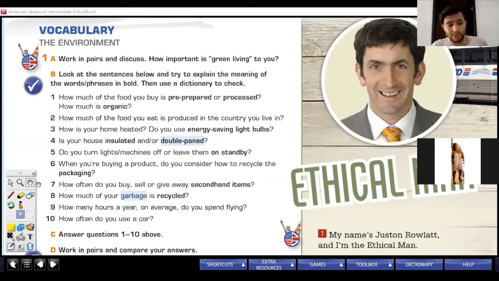So look at the sentence below. These are the 5 sentences or questions, to be honest, and try to explain the meaning of the words or phrases involved. So the ones I just showed you right here, you can see them on your screens. Also, you are going to try to give answers to these questions. So let's go with the first one.